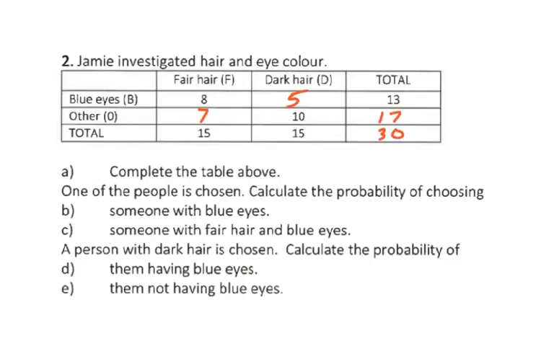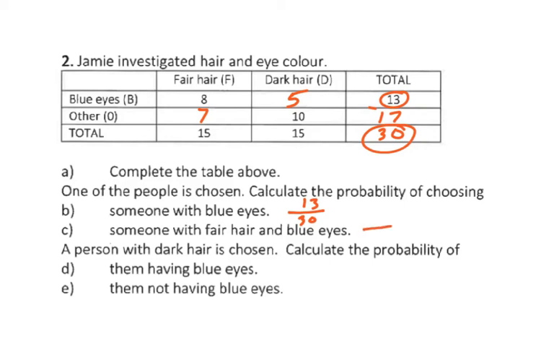Let's look at one more example. Maybe you hit pause here and try the questions and then come back. All right, one of the people is chosen, the probability. On this first question, it says someone with blue eyes, and that's out of everyone. So there's a total of 30 people being examined here, and how many people have blue eyes? Well, if we look at the blue eyes row here, we see that 13 people have blue eyes. 8 have fair hair and 5 have dark hair, but 13 total have blue eyes. So 13 out of the 30 have blue eyes.